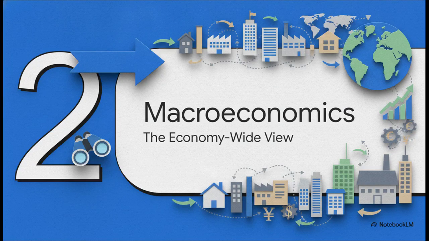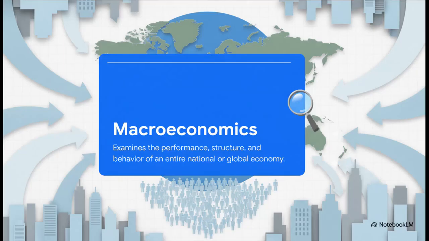Part 2, Macroeconomics, the economy-wide view. Right, so now we are going to completely shift our perspective. Macroeconomics, macro meaning large, of course, shifts the entire scope to the performance, the structure, and the behavior of the economy as one giant, complete entity. We are totally done analyzing that single coffee shop. Now we're tracking massive aggregate trends that sweep across millions and millions of people all at once, either on a national or even a global scale.